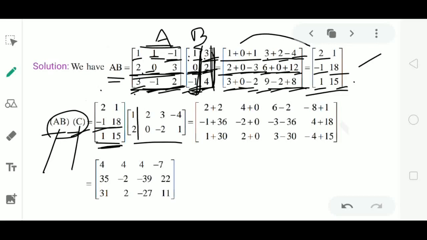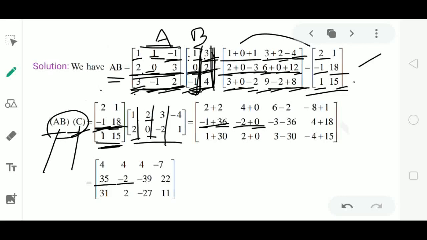Second row, first column. Minus 1 into 1 is minus 1. 18 into 2 is 36. Minus 1 plus 36 is 35. Second row, second column. Minus 1 into 2, minus 2. 18 into 0, 0. Minus 2 plus 0 is minus 2. Second row, third column.